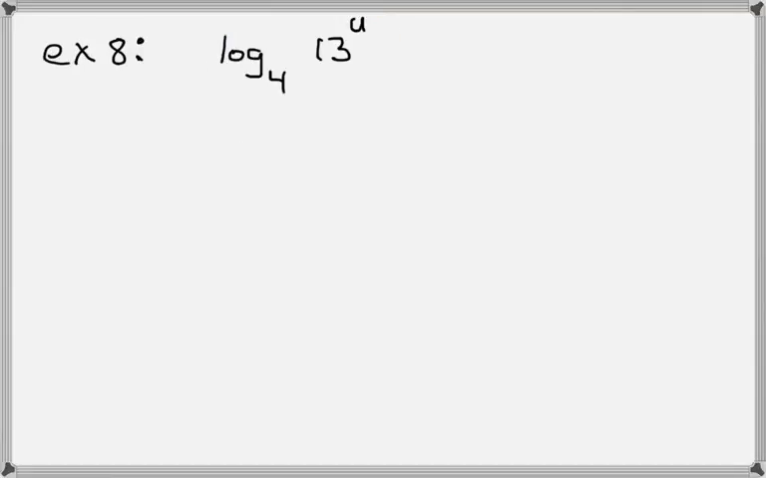Example 8, we have a log base 4 of 13 raised to the u. Again, it still matches our power property, so we can take that exponent, even though it's a variable, and move it out front as a coefficient. So we would have u times the log base 4 of 13. And that would be our final answer.